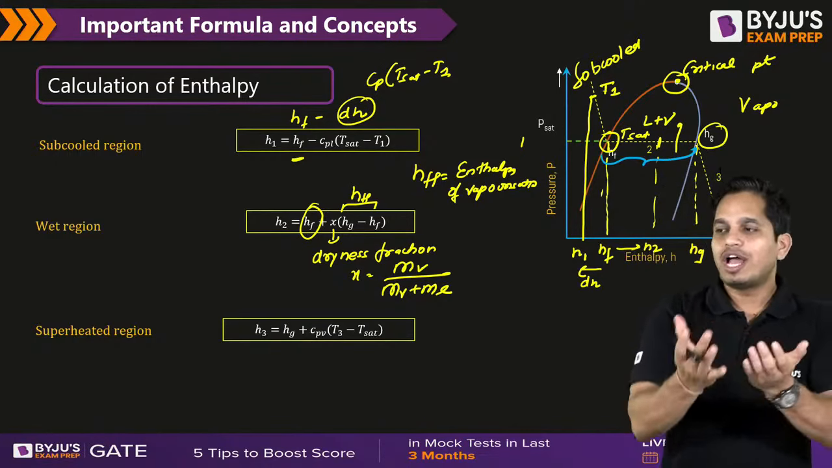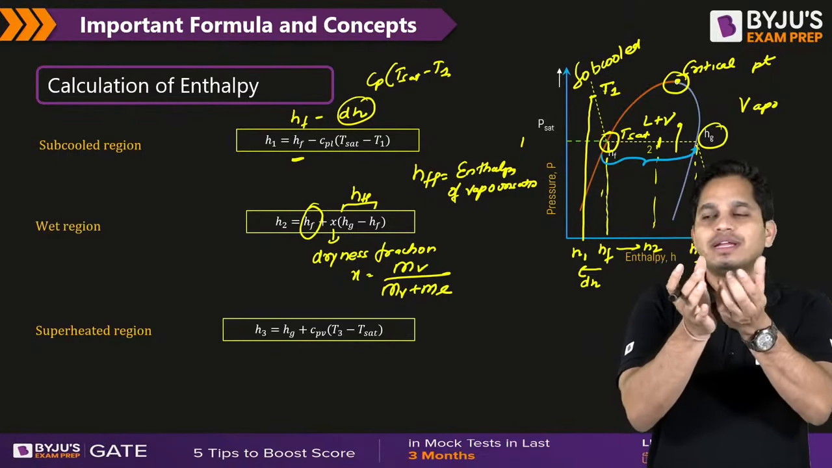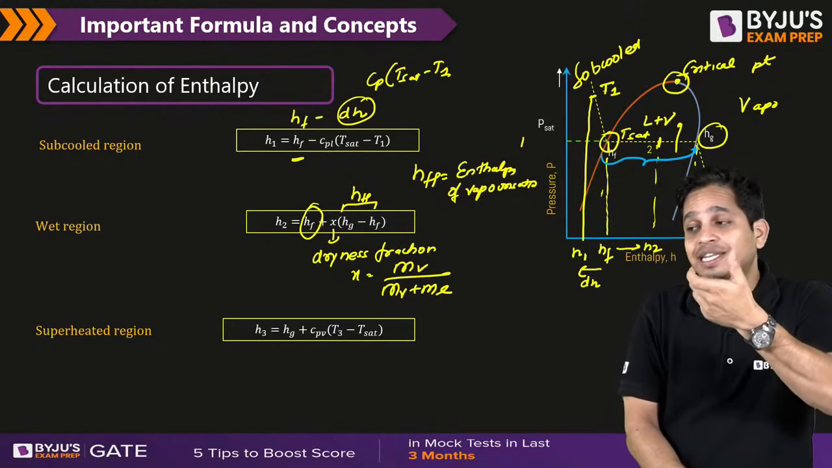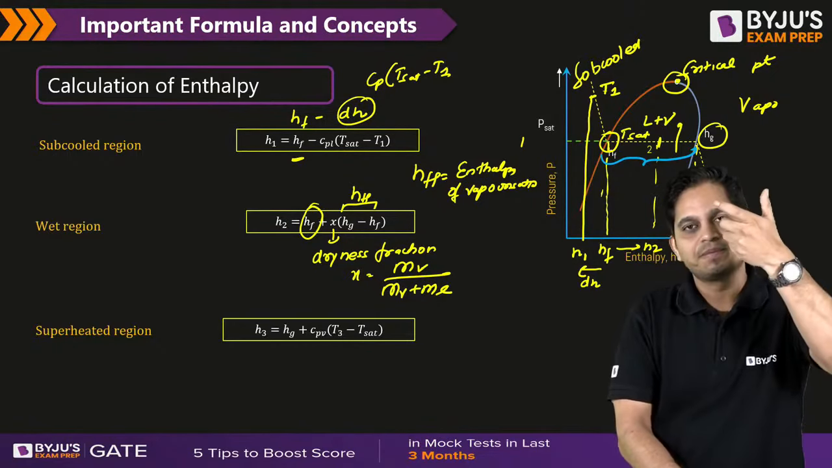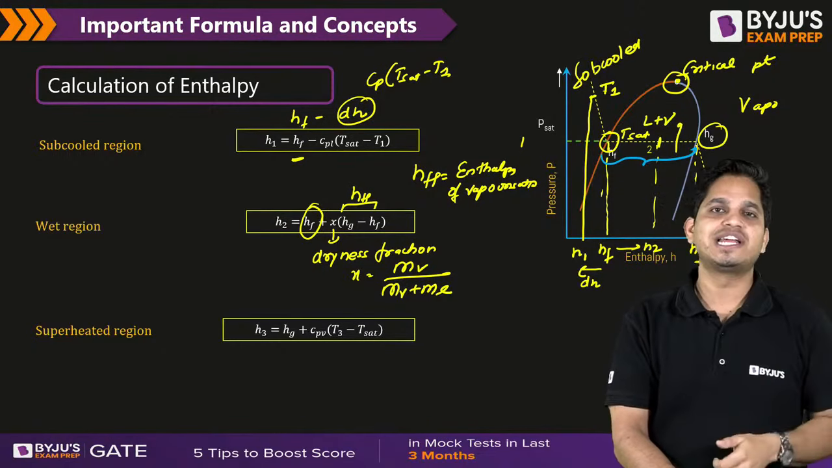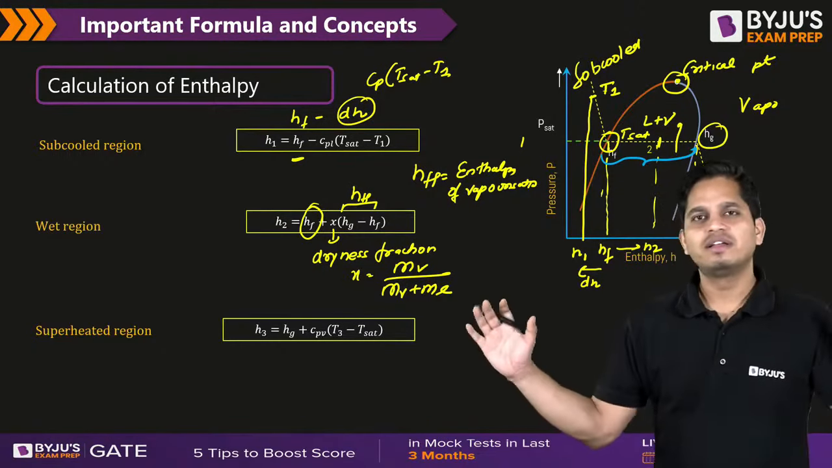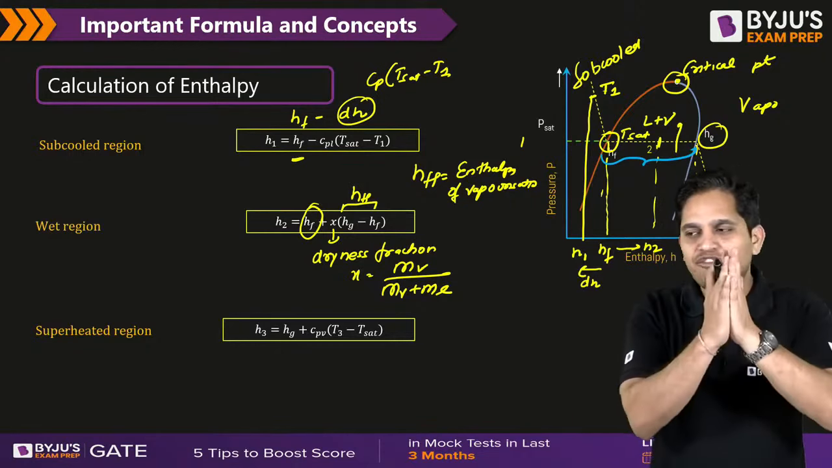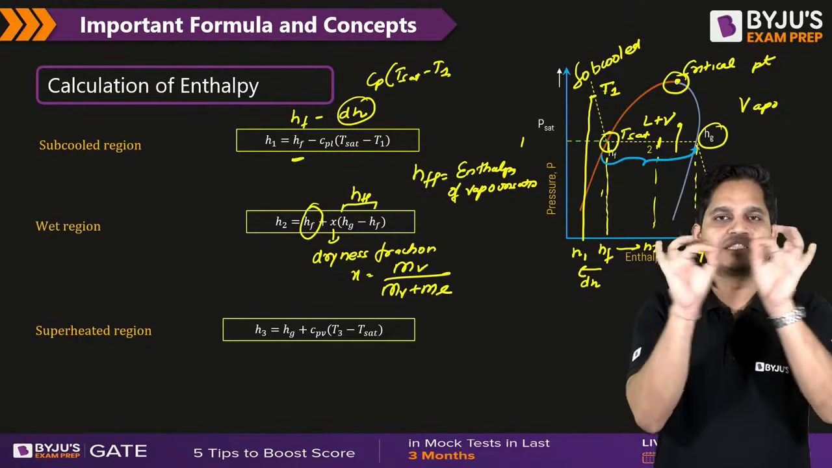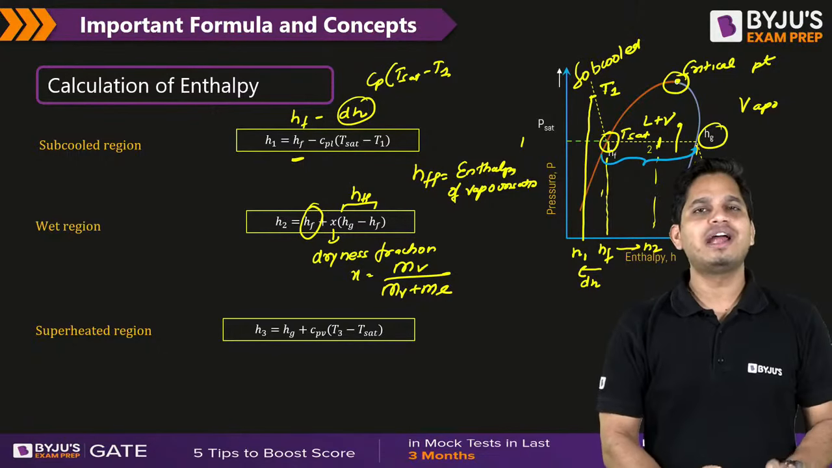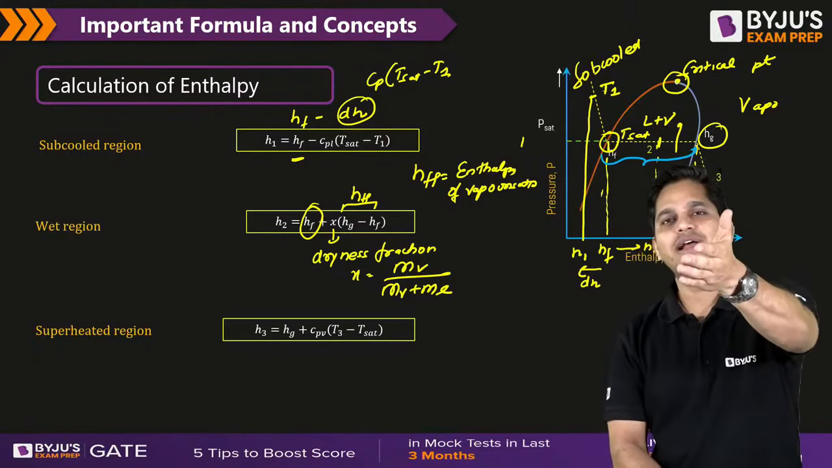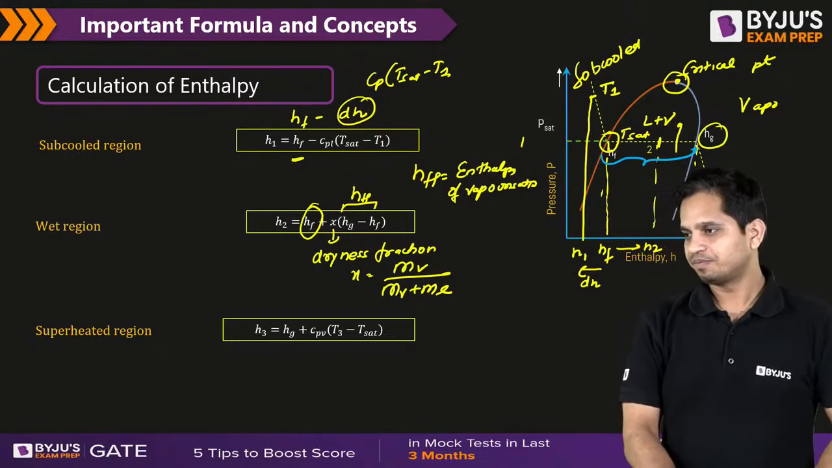As you are going up, this distance is decreasing, so your latent heat of vaporization, or enthalpy of vaporization, is decreasing. At the critical point, both curves will meet and there is no distance. So enthalpy of vaporization is 0. No energy is required to convert liquid into vapor or vapor to liquid.